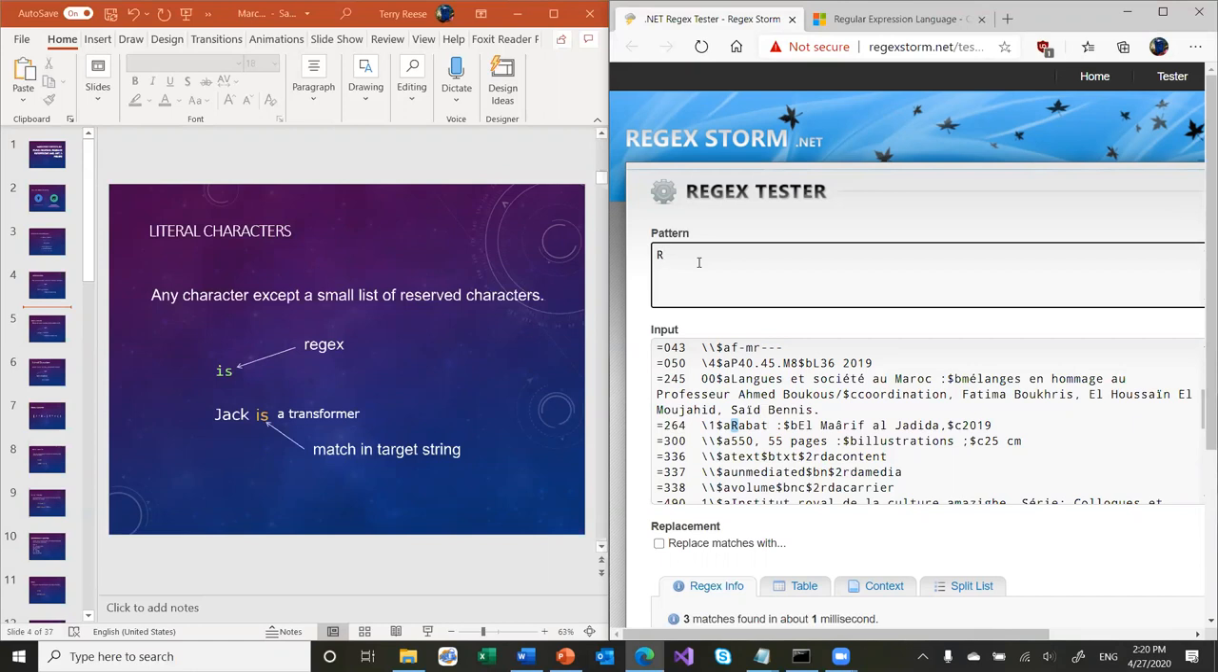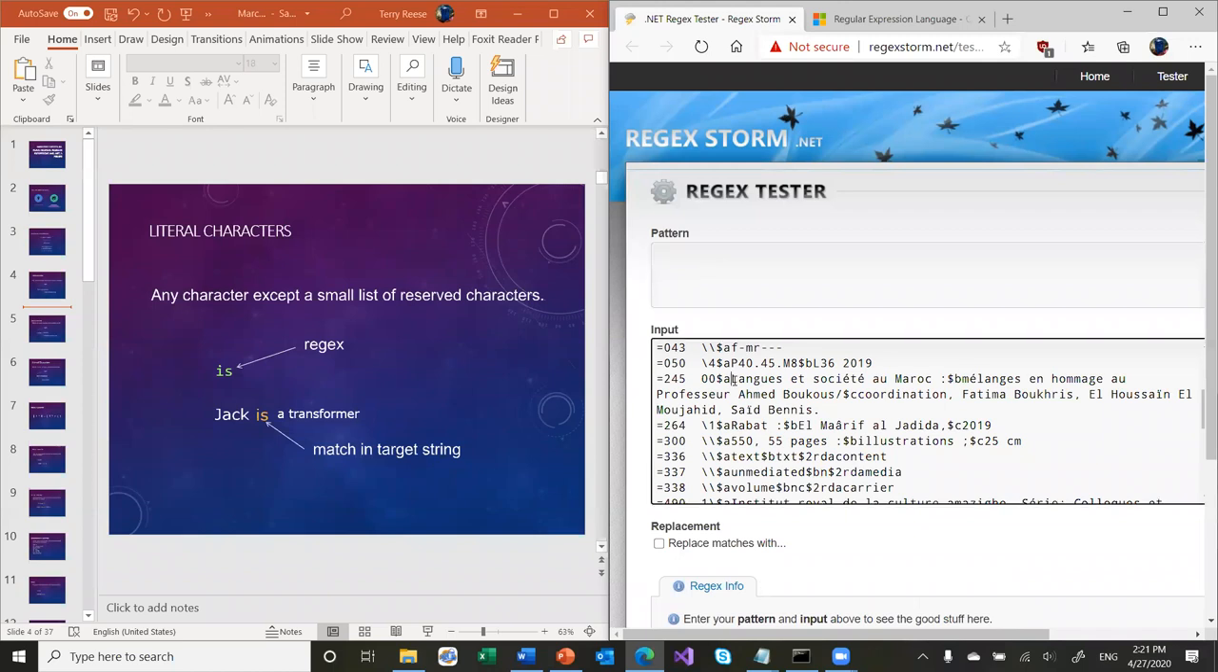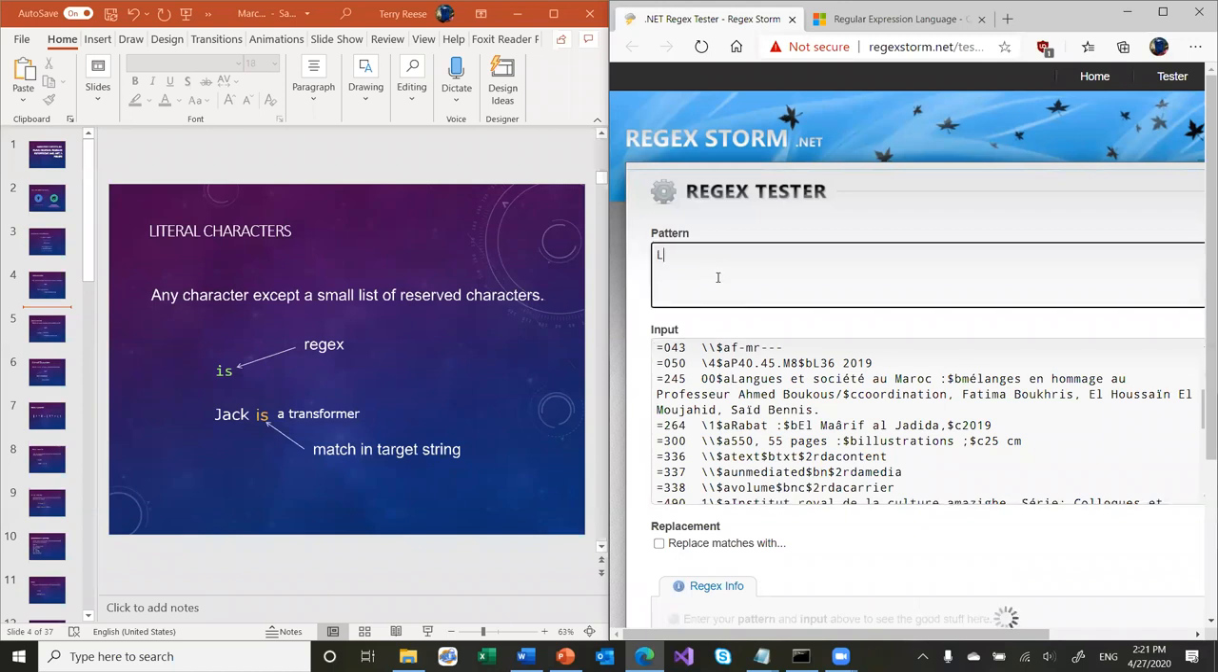There are some special characters. We're going to talk about those in a minute. Those are characters that will not process as a literal, and they have to be escaped or have something special done to them in order for them to be found. But by and large, most characters fall under the literal category. So if I wanted to look for this value here in the 245, if I start typing it, it's going to match it.